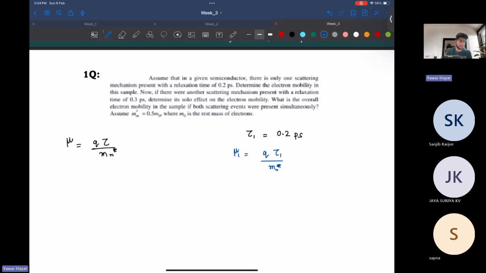So can anyone compute this for me? Put in the numbers. q would be 1.6 times 10 to the power minus 19 coulombs. Your tau 1 is 0.2 picoseconds, so it would be 0.2 times 10 to the power minus 12.